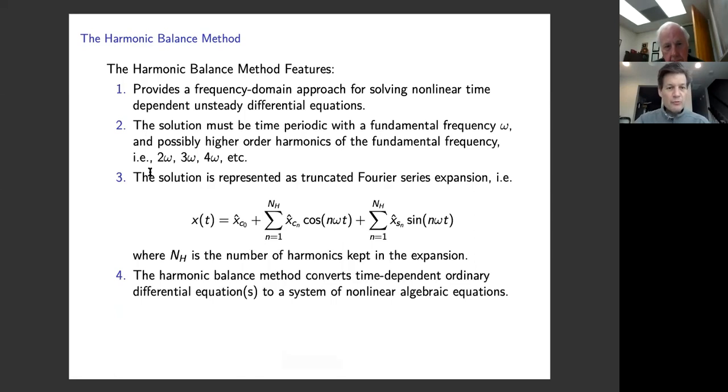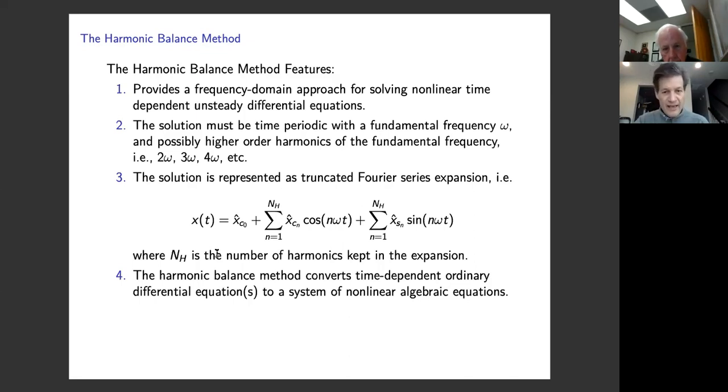The solution is represented as basically a truncated Fourier series expansion. X of t is our solution that we're trying to determine. And here it just shows the equation for a conventional Fourier sine and cosine series expansion. And NH represents the number of harmonics that we retain in that expansion.